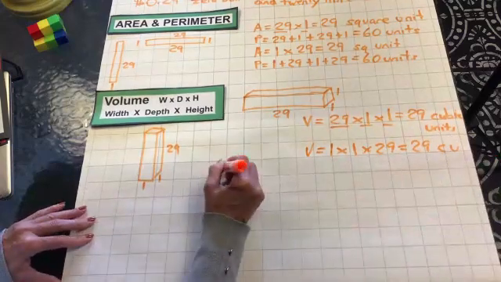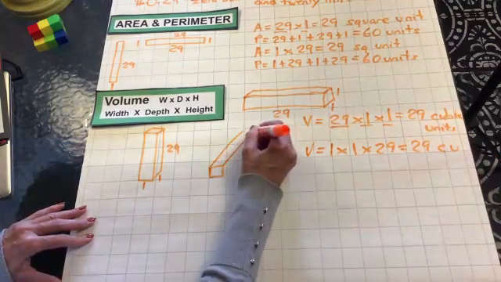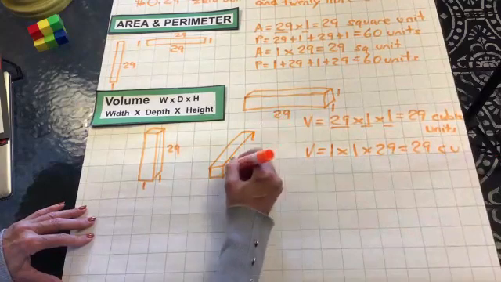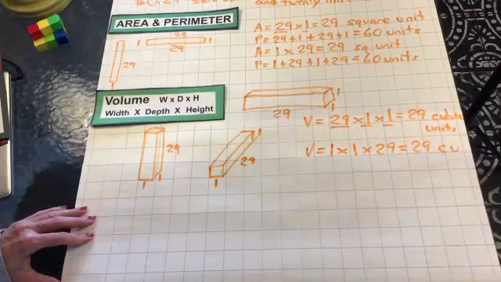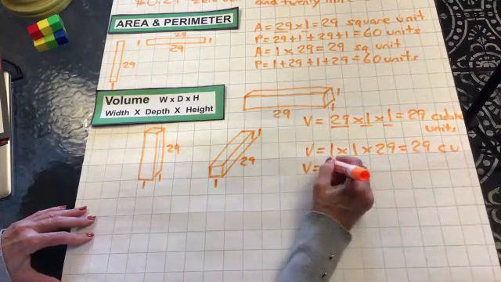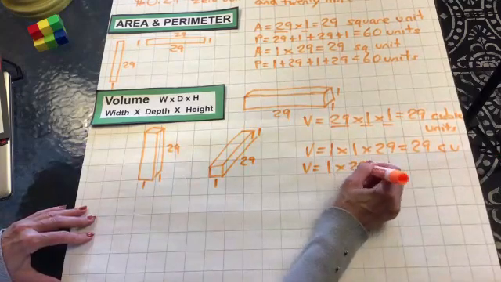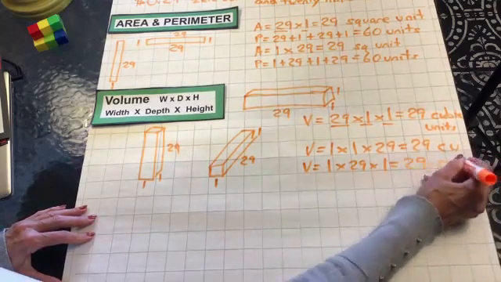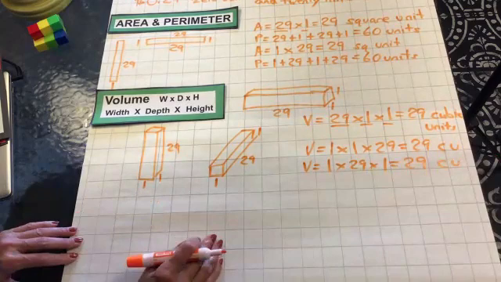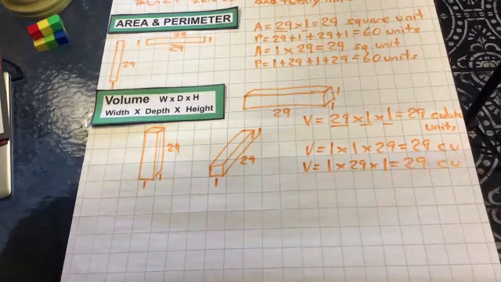And last but not least, we're going to make the one that's deep a 1 by 29 by 1 tall. So right here we write 1 by 29 by 1 equals 29 cubic units. And guess what? The number 29 is done.